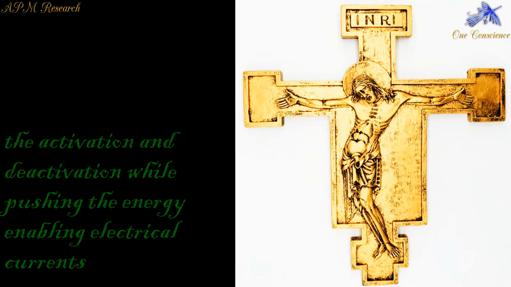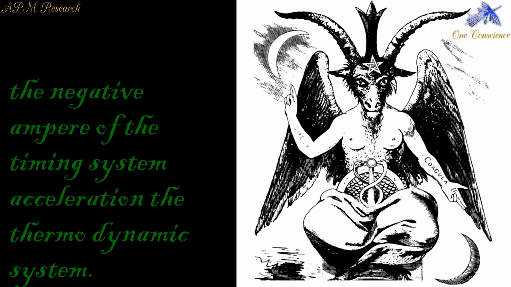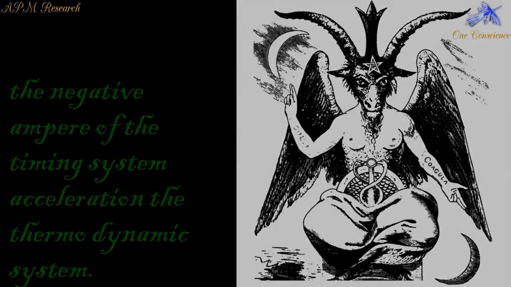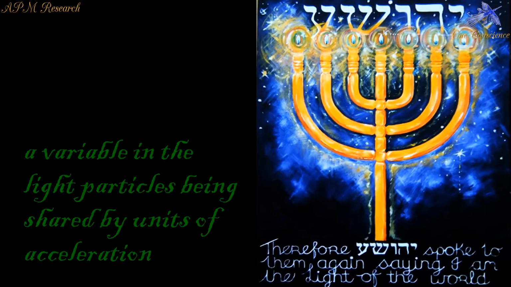Another one is ENRI, and what this one means is the activation and deactivation while pushing the energy, enabling the electrical currents. Next, we'll look at Satan. Satan is the negative ampere of the timing system acceleration of the thermodynamic system. And Yeshua. Yeshua is a variable in the light particles being shared by units of acceleration.